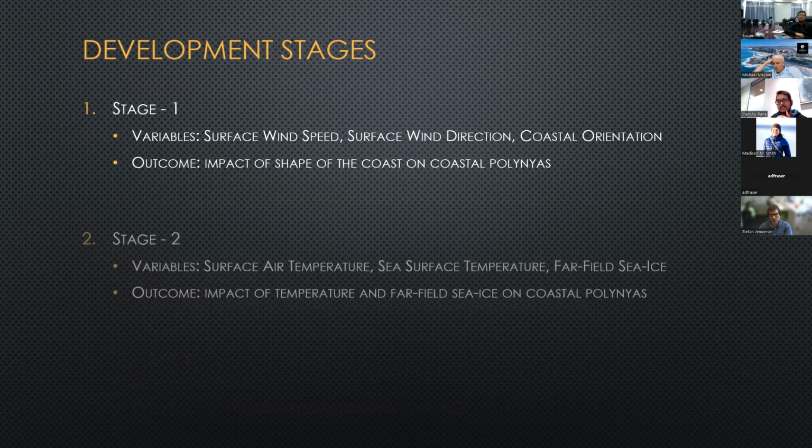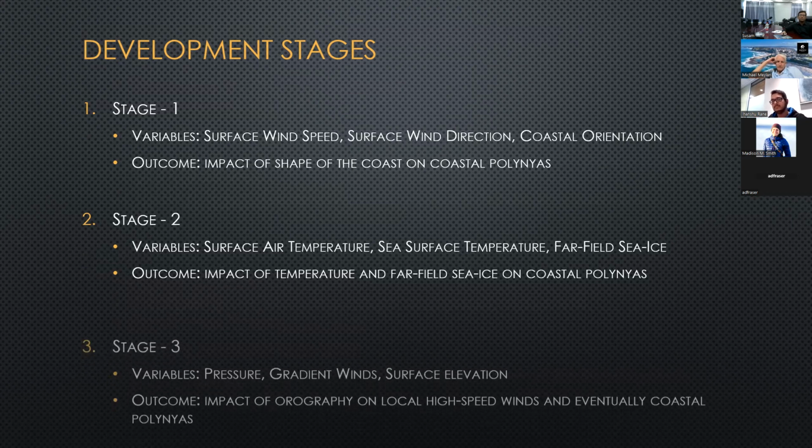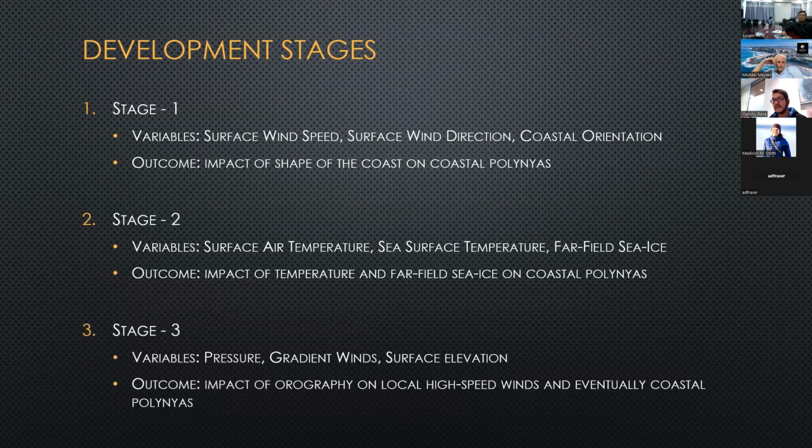In second stage, we will be using surface air temperature, sea surface temperature, and far-field sea ice. And the outcome from this stage will be to understand the impact of temperature and far-field sea ice on coastal polynyas. In the third stage, we will be using pressure, gradient winds, and surface elevation. And the outcome from this is to understand the impact of orography on local high-speed winds and eventually coastal polynyas.